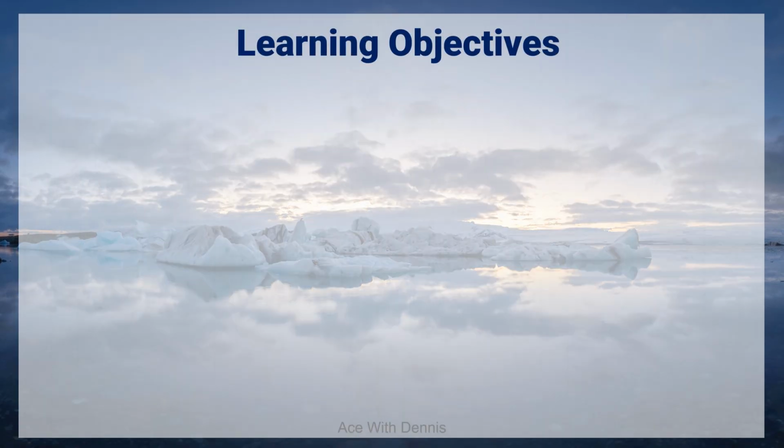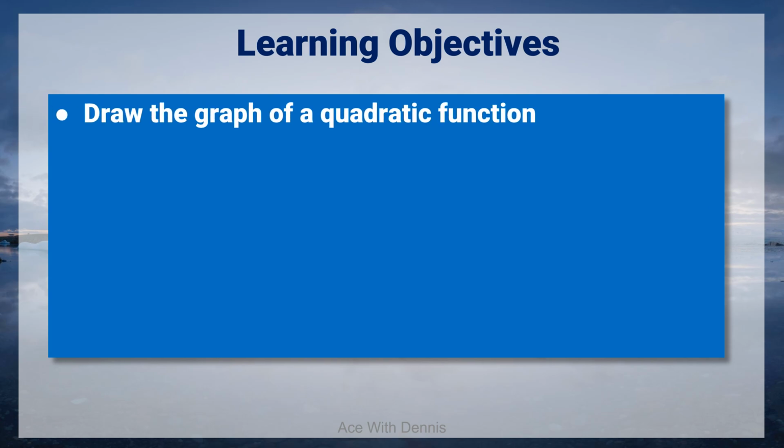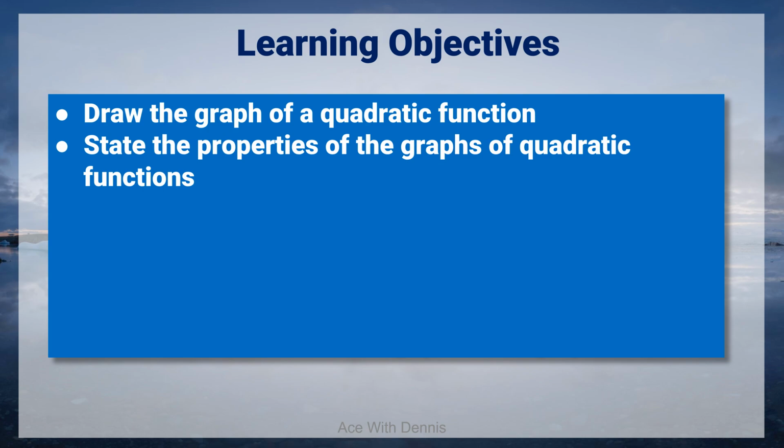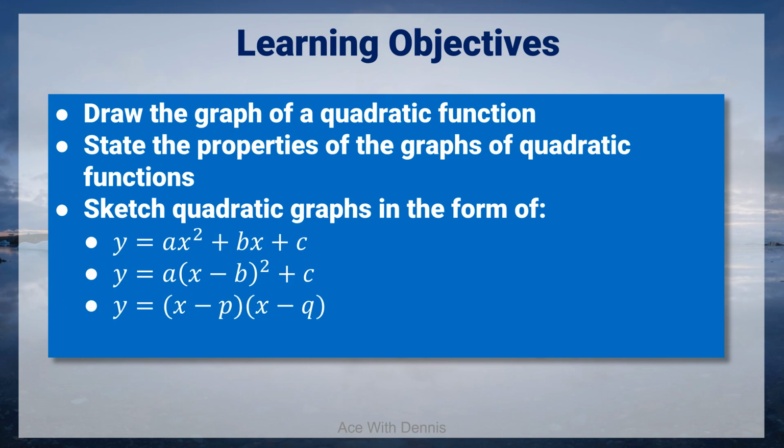In today's lesson, we are going to learn everything about quadratic graphs. First, we'll learn how to draw the graph of a quadratic function. Then, we learn how to state the properties of the graphs of quadratic functions after we draw the graphs. Followed by, sketch the quadratic graphs in the form of y equals ax squared plus bx plus c, y equals a bracket x minus b squared plus c, and y equals x minus p times x minus q.